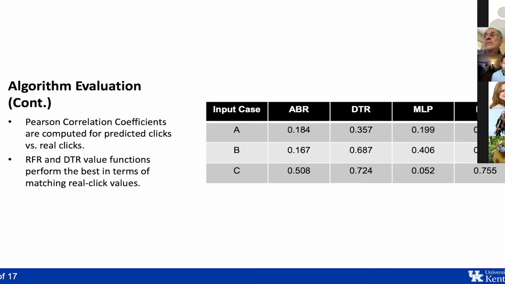regressor in case C actually demonstrate above a 0.7 Pearson correlation coefficient with the original real click values. And I found that pretty compelling given the limited amount of data that they were used to train on. So we found that pretty reassuring and made a good case that our approach to performing click-through rate prediction is doing well.